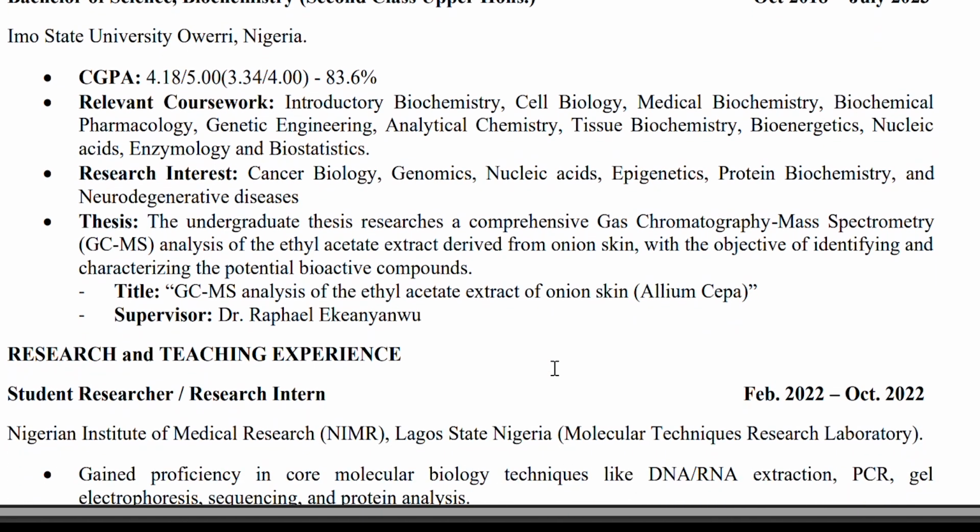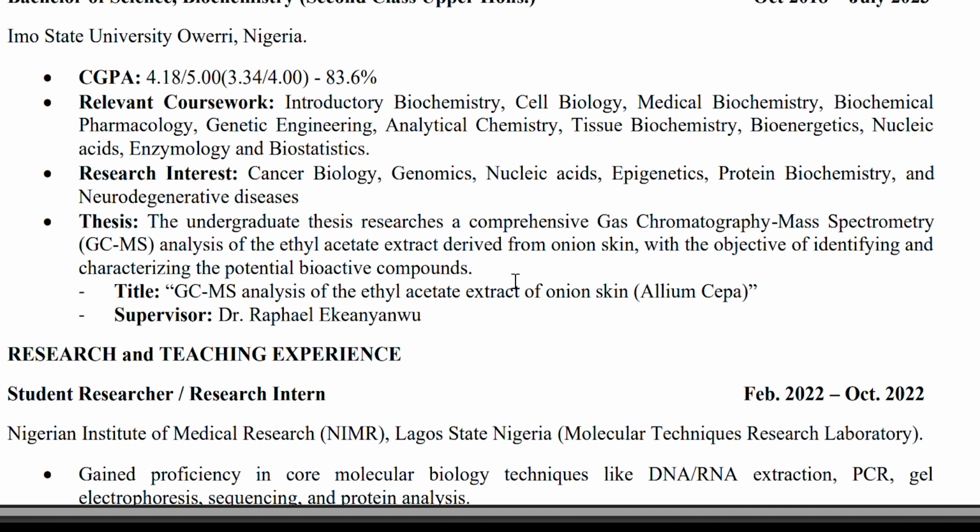So this is my thesis. Thesis is more like what I did in my final year, my project. Undergraduate thesis research: a comprehensive gas chromatography mass spectrometry, that's GCMS, analysis of the ethyl acetate extract from onion skin, with the objective of identifying and characterizing the potential bioactive compounds. So in the thesis, what I did was I mentioned the project topic and then the objective of carrying out that particular project topic. Are we together?